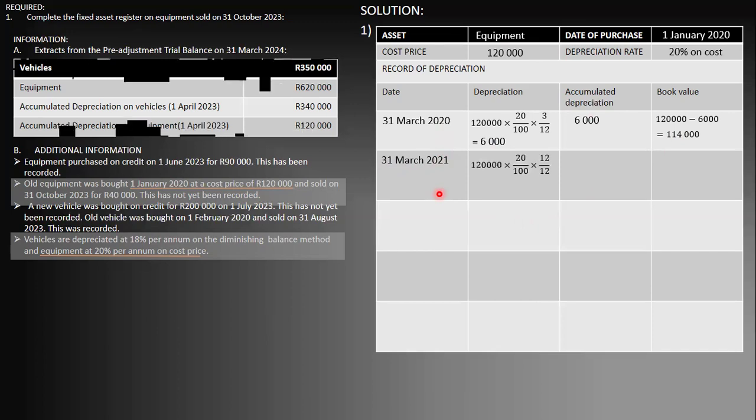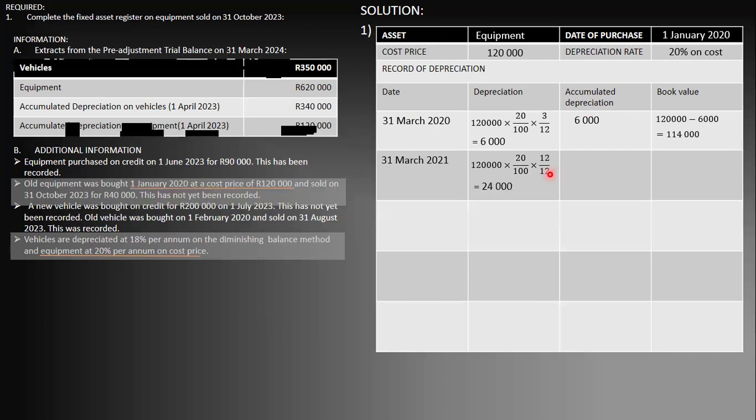And then to calculate the depreciation for that year, remember, the method is on cost price. So we are going to take the cost price, which is 120,000, which is this. The rate did not change. We are still on 20%. And now, since we have the full 12 months, we are going to have 12 over 12.